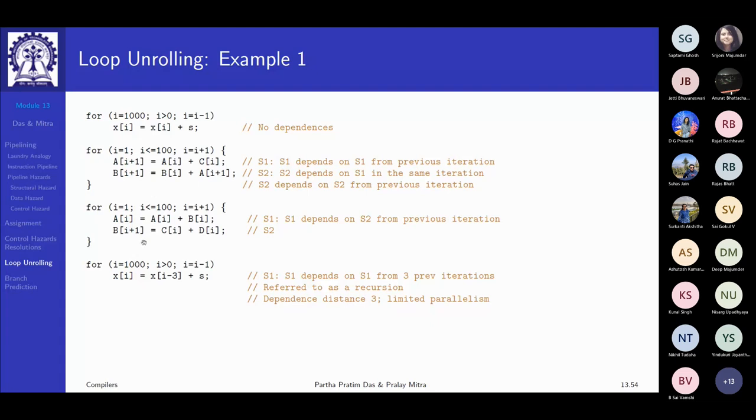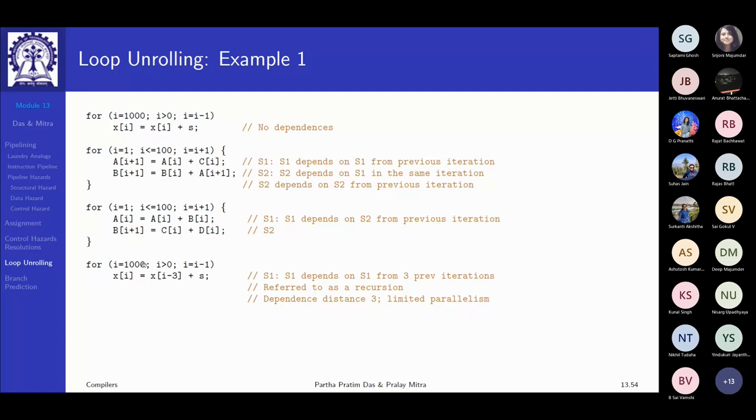Let's look at the third, where you can see that the computation of AI depends on BI. So if you consider the I plus first iteration, then you are actually having to use the value computed in the previous iteration. So S1 actually depends on S2 from the previous iteration. S2 has no dependency because it is using two other arrays which are in the read-only mode only.